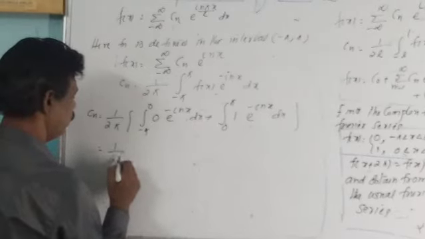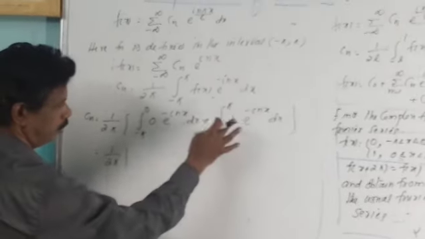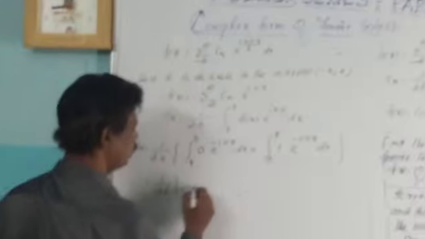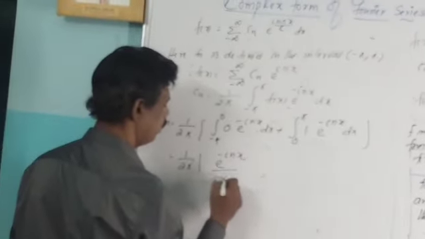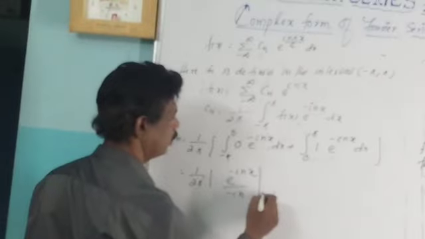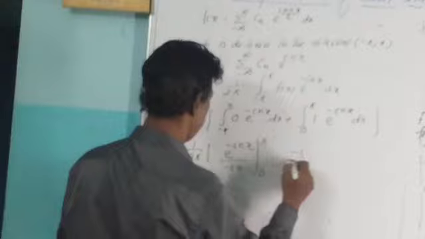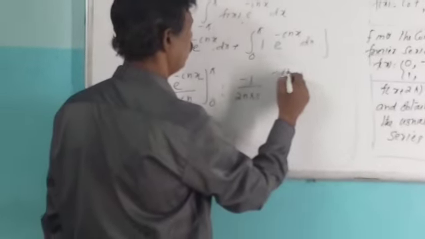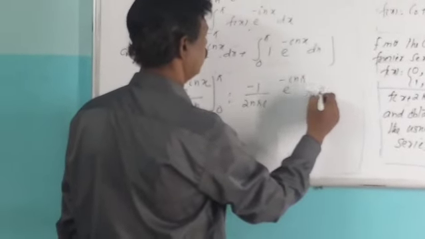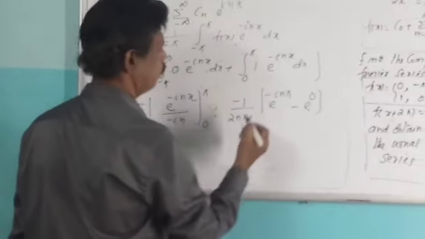1 by 2 pi into, the first term is 0. What is that term? The integral of e raised to minus i n x is e raised to minus i n x divided by minus i n, with limits 0 to pi. Then take this term: minus 1 by 2 n pi i into e raised to minus i n pi minus e raised to 0. Put x equal to pi.